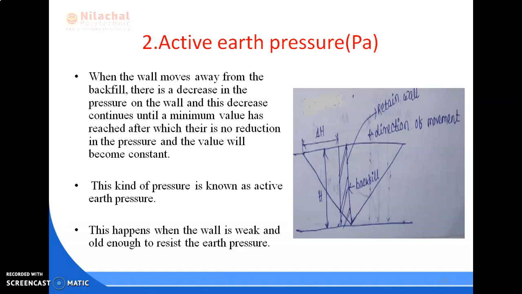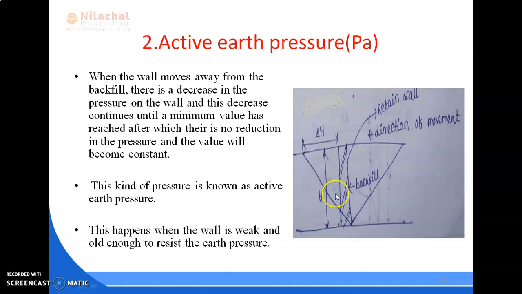So when the wall moves away from the backfill, there is a decrease in the pressure on the wall, and this decrease continues until a minimum value has reached, after which there is no reduction in the pressure and the value will become constant. And this kind of pressure is known as active earth pressure. And basically this happens when the wall is very weak and not strong enough to resist the earth pressure.